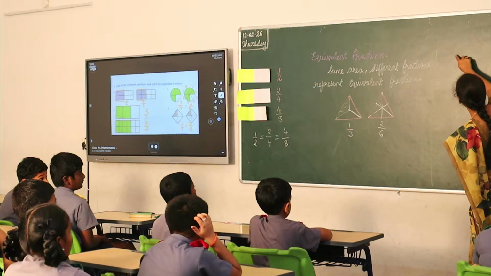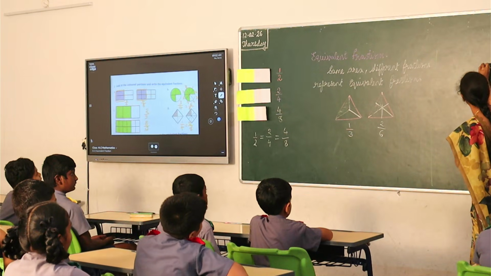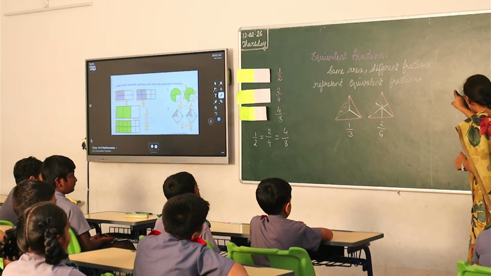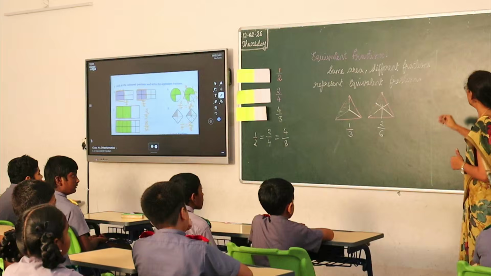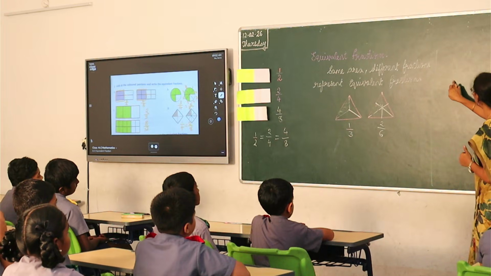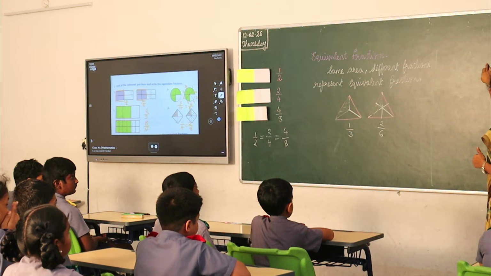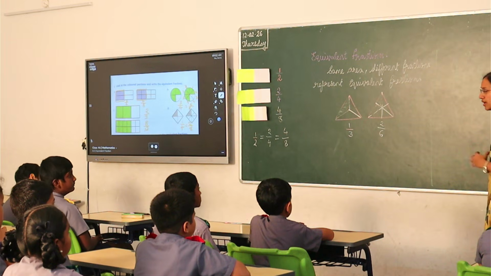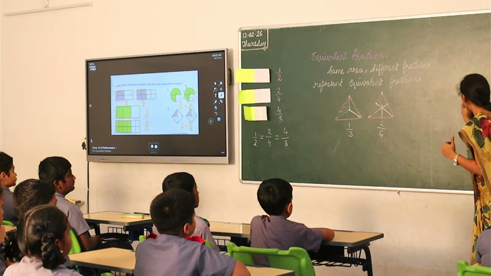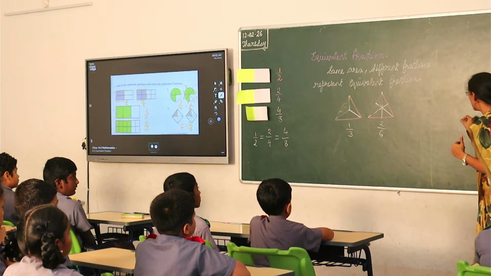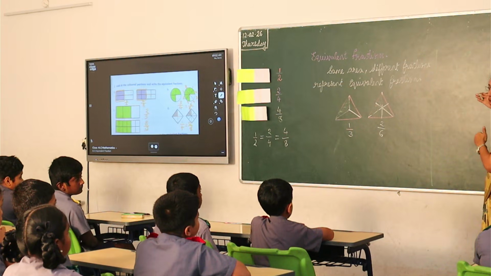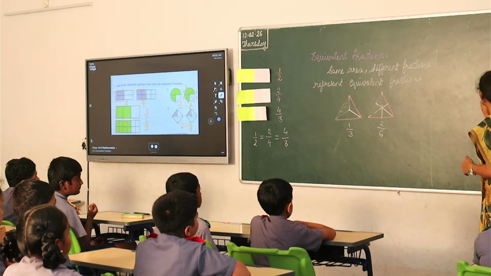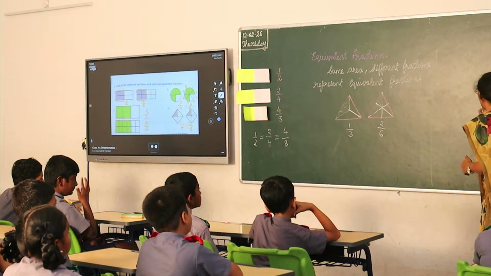Now see, 1 times 3 is 3. 2 times 3 is 6. Here we multiply the numerator and denominator with 3. We got 3 by 6. So actually, what is the given fraction? 1 by 2. The fraction we got by multiplying numerator and denominator with 3 is 3 by 6.